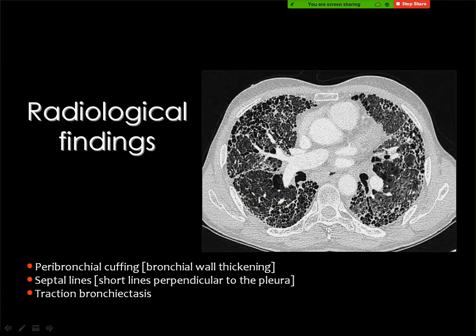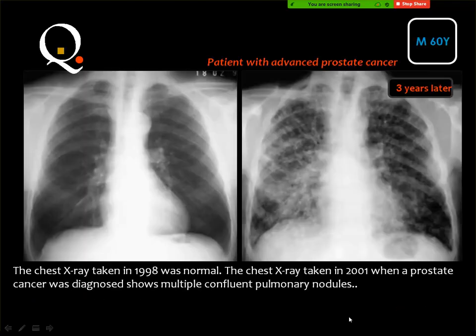And this is a classic appearance of usual interstitial pneumonia or idiopathic pulmonary fibrosis with the two main features, the traction bronchiectasis and honeycombing, and also ground glass opacities. Then this patient had an advanced prostatic cancer. The chest X-ray before 3 years showed this appearance, and after 3 years showed this appearance.